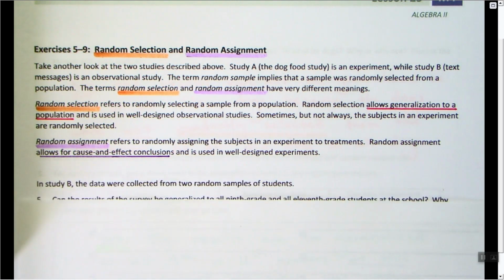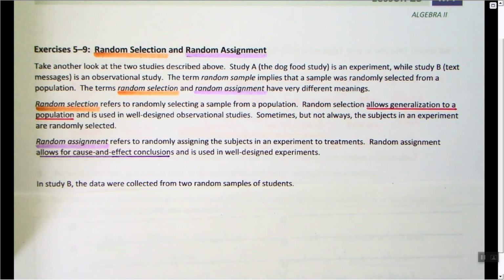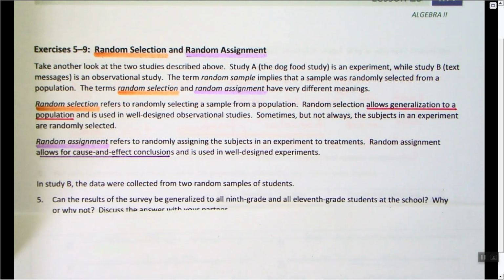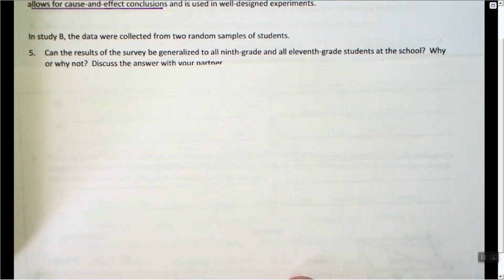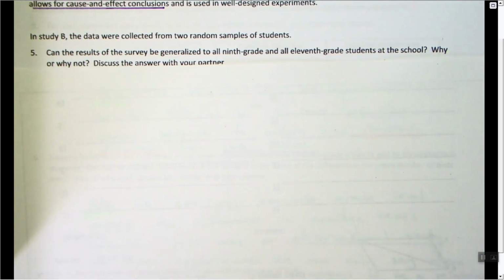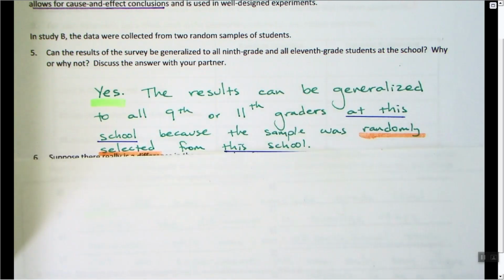So in study B, the text message study, data was collected from two random samples of students. So the question is, can the results of the study be generalized to all 9th grade and all 11th grade students at the school? Why or why not? Well, was it randomly selected? And the answer was yes. The results can be generalized to all 9th or 11th graders at this school because the sample was randomly selected from this school.